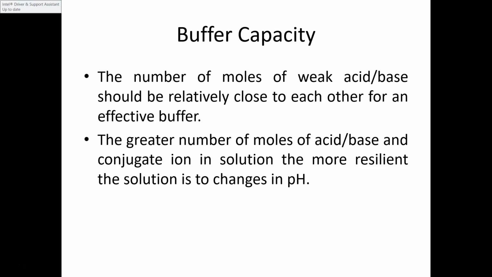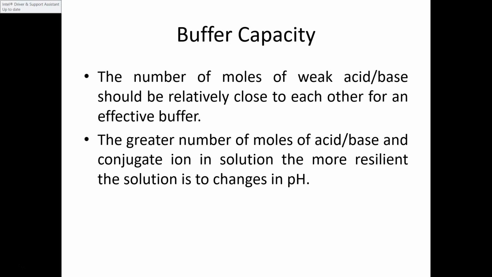Now, when we talk about making buffers, we have buffering capacity. And that is how much material is used to make the buffered solution. That is, how many moles are present. The more moles of each acid and conjugate ion, or base and conjugate ion, present, the longer it's going to be able to resist changes to pH. Therefore, we're really just talking about buffering capacity being a number of moles issue. That is, moles of both acid and or base with its conjugate ion.